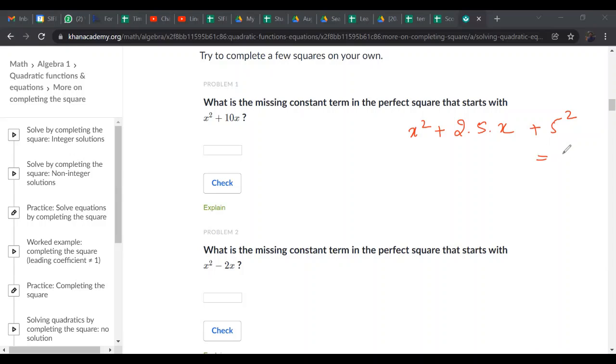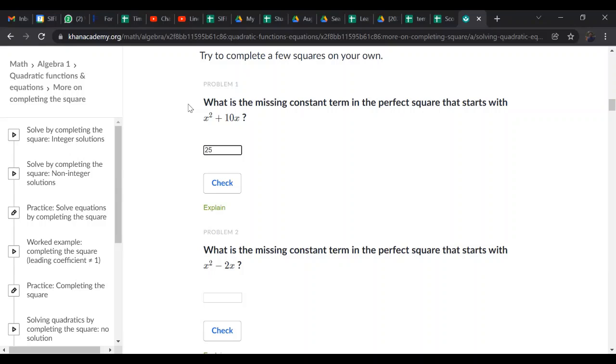So whatever you have on the right side, suppose you have, what did I write that time? Minus 20, you can add plus 5 square here also. Got it? So what will I be adding? 5 square means 25. Let's see if that's the correct answer. Check. We're right. We good? Let's do the next one.